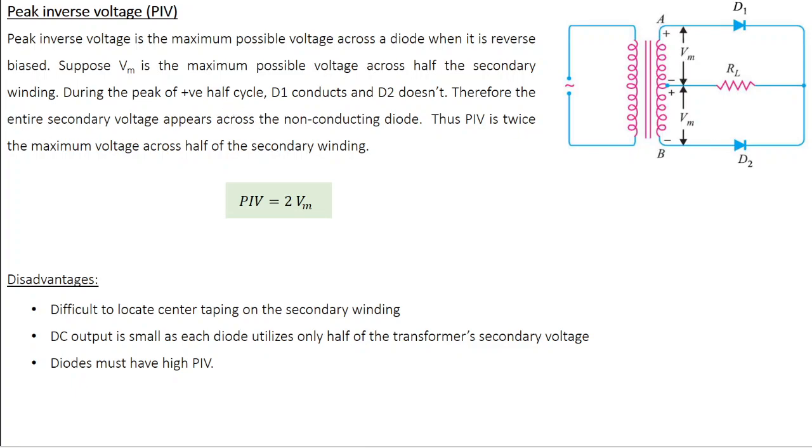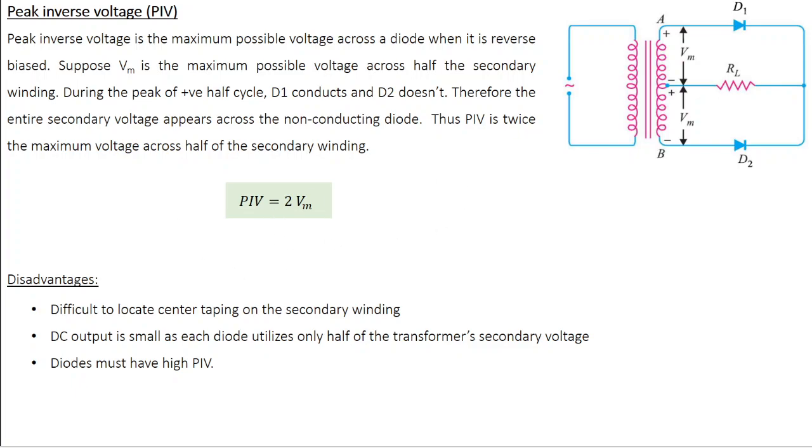During the positive half cycle, D1 conducts and D2 doesn't conduct. As I said earlier, whenever some electrical component doesn't conduct, the entire voltage is going to drop across that component. So here the total voltage is 2 Vm, and during the positive half cycle, 2 Vm is going to drop across D2. During the negative half cycle, D2 conducts, D1 doesn't conduct. So the entire voltage 2 Vm is going to drop across D1. So the peak inverse voltage during a positive half cycle or negative half cycle is going to be 2 Vm.